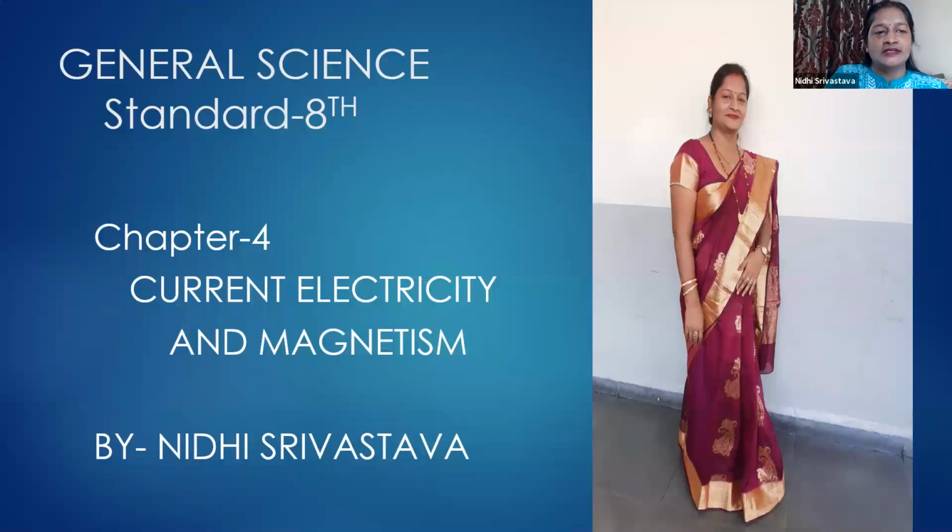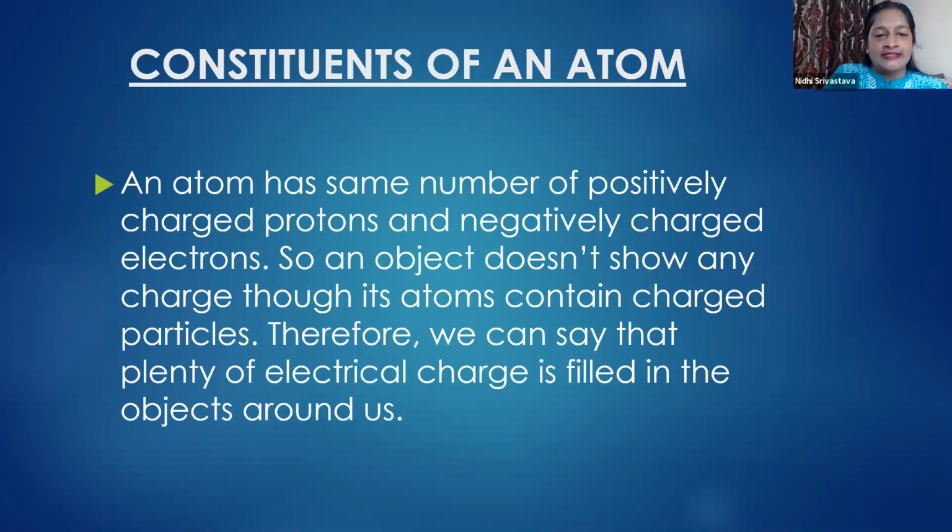First of all, we know the constituents of an atom. An atom has the same number of positively charged protons and negatively charged electrons. So an object does not show any charge though its atoms contain charged particles. Therefore, we can say that plenty of electrical charges are filled in the objects around us.